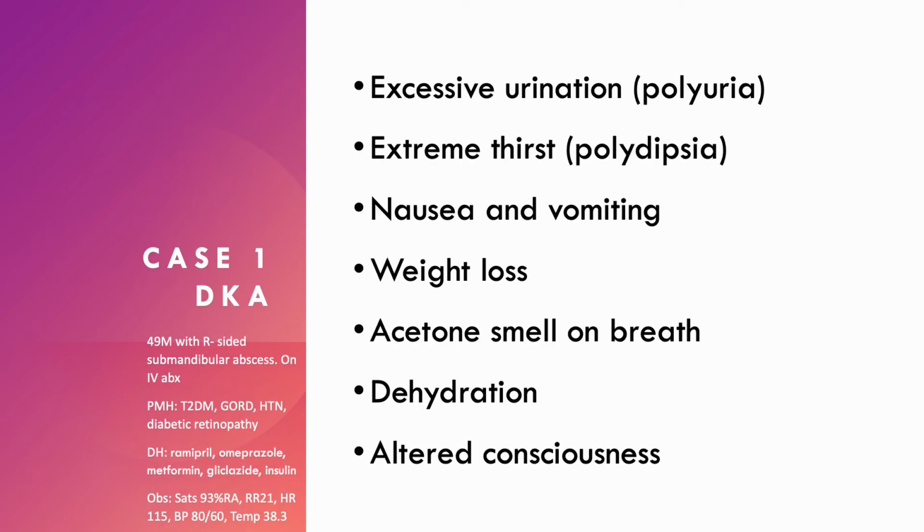So what symptoms do you get with diabetic ketoacidosis? You get excessive urination, so polyuria, extreme thirst, polydipsia, nausea and vomiting, weight loss. You have an acetone smell in their breath, dehydration, and you can get an altered consciousness. Now you may be wondering, why has this patient developed diabetic ketoacidosis?